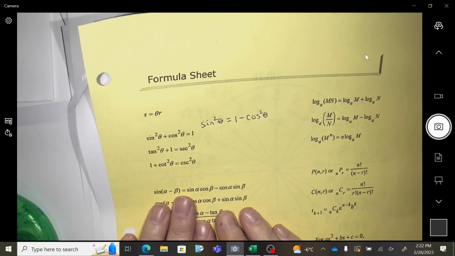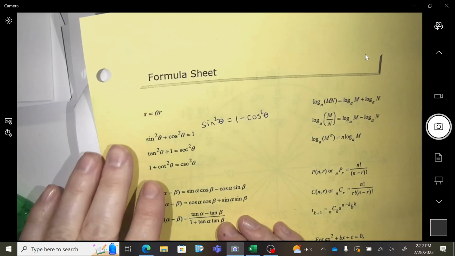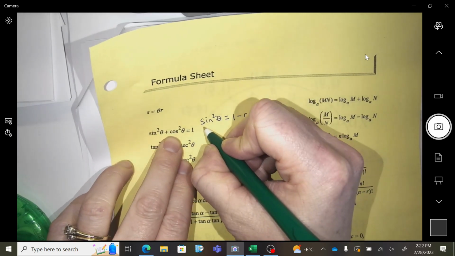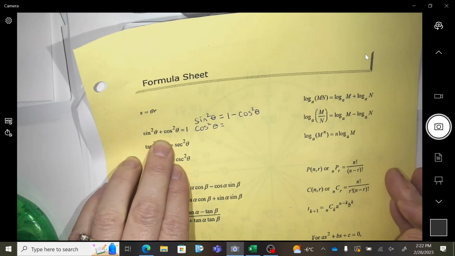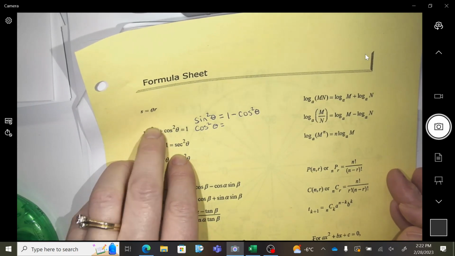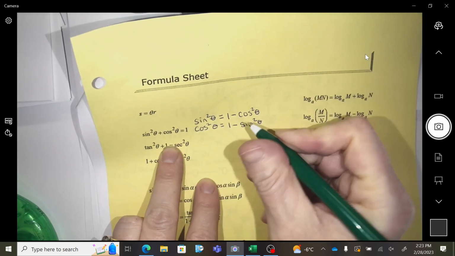Can you write that on your formula sheet? Does that make sense? I just moved to isolate. And if you wanted cos squared theta alone, you would do what? You would move the sine over. So 1 minus sine squared theta.